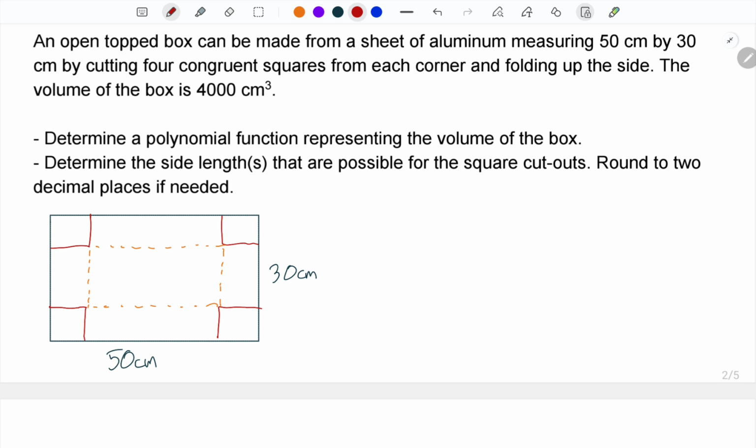So let's start with, well, the missing piece of information is the side length that I'm cutting out. And since these are squares, all these side lengths are the same, so I'm just going to label an X basically everywhere. It's representing the side of a square, so let X represent the length cut out.